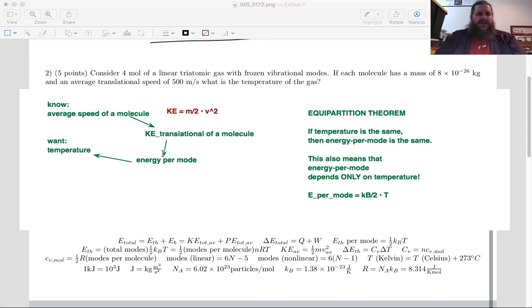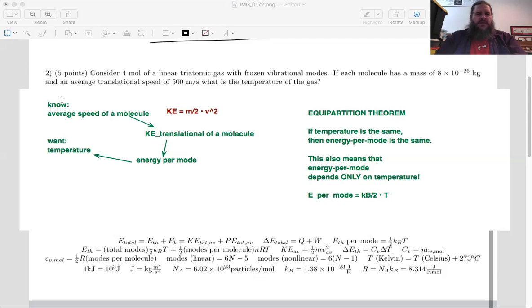What about this next step, the relationship between kinetic energy of the molecule and energy per mode? How many modes are we talking about if we're dealing with the translational kinetic energy of the molecule? 3.